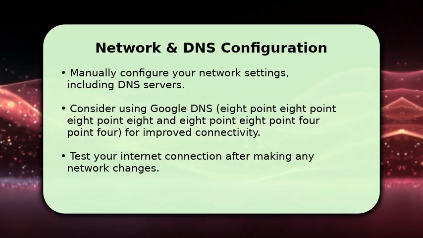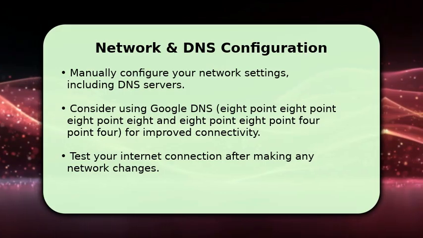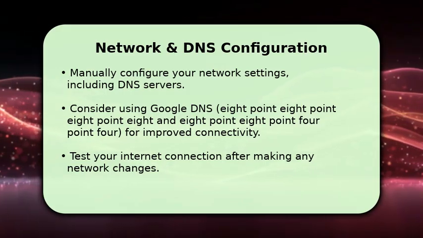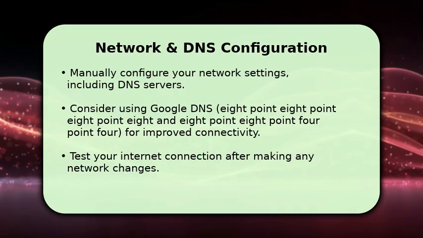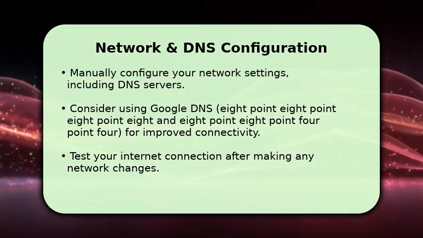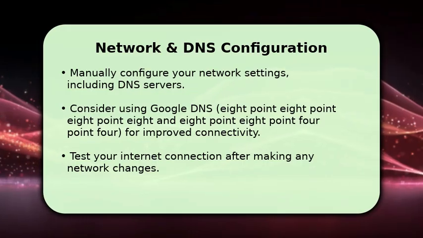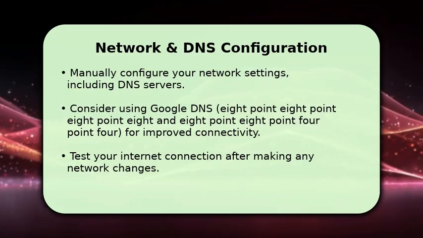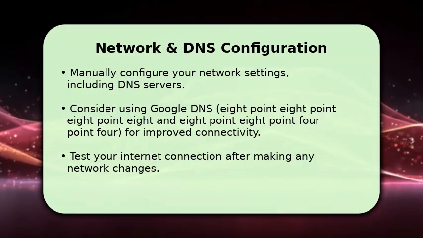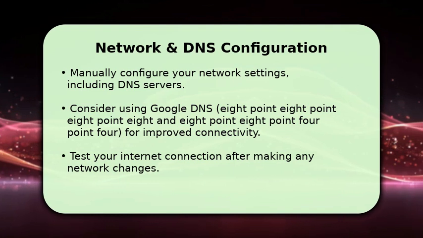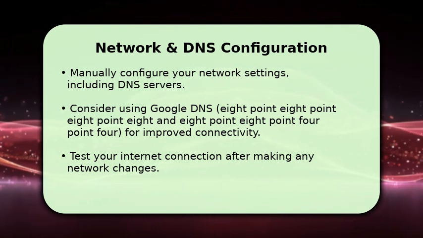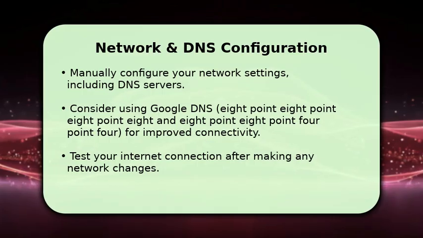You might find success by using public DNS servers, such as Google DNS, which are 8.8.8.8 for the primary and 8.8.4.4 for the secondary. After making these changes, always test your internet connection to ensure everything is working correctly. A stable and optimized network connection is vital for content verification and download.